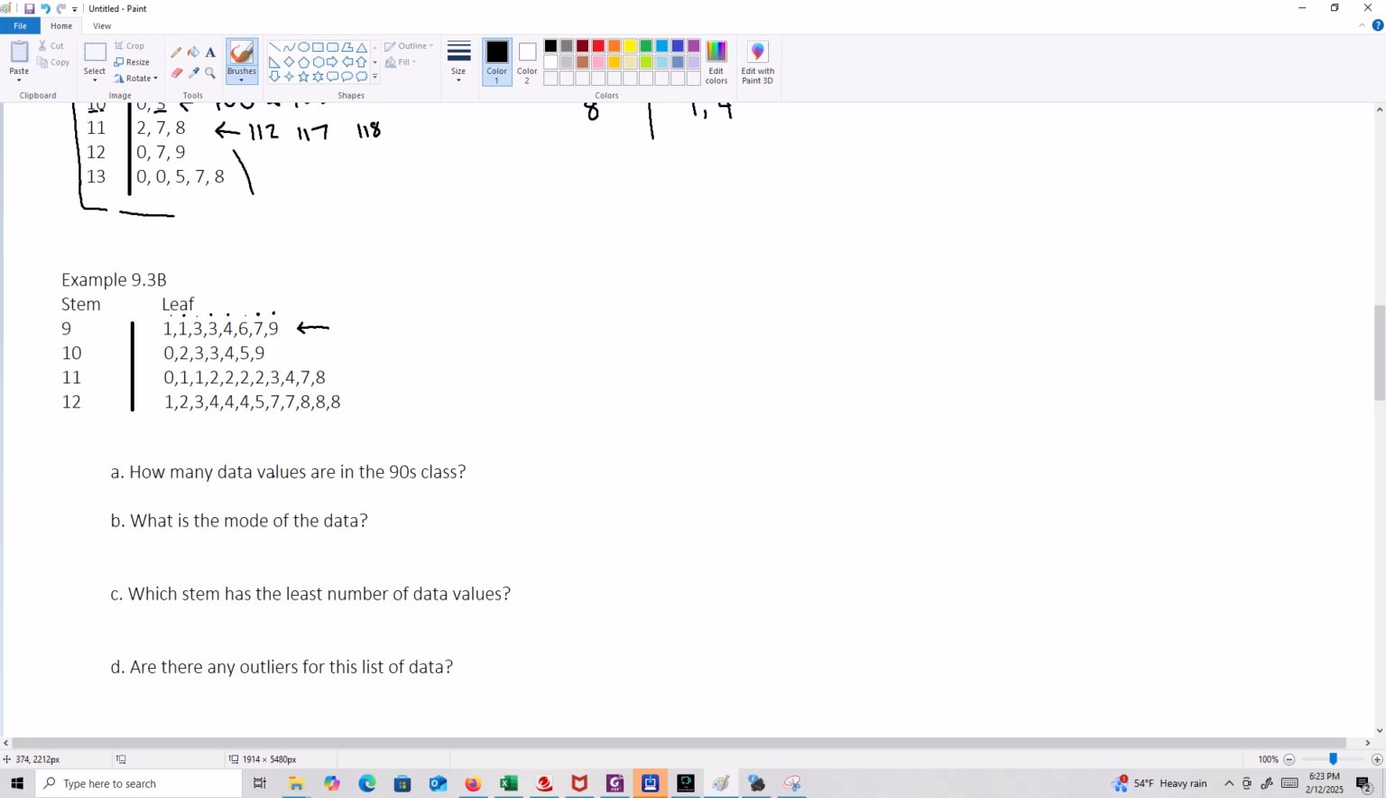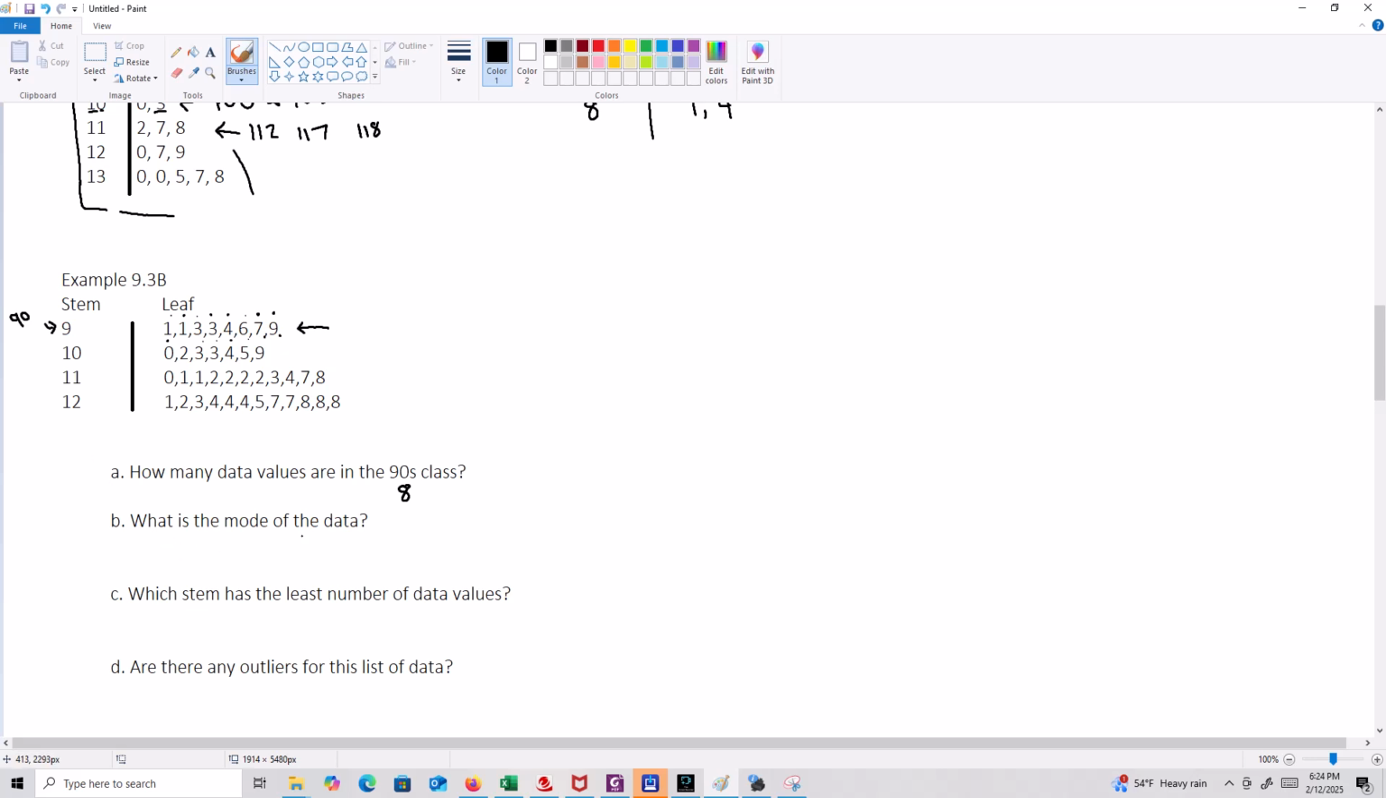So how many data values are in the 90s class? You just count the number of leaves. 1, 2, 3, 4, 5, 6, 7, 8. There are 8. This is the 90s class because that 9 actually represents 90. Remember, these classes are classes of 10.